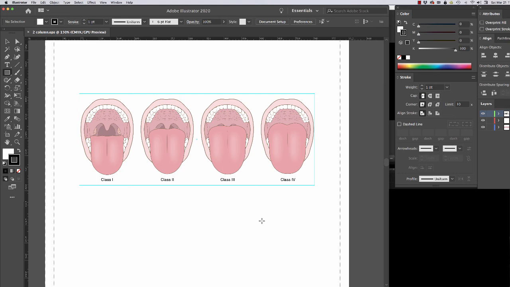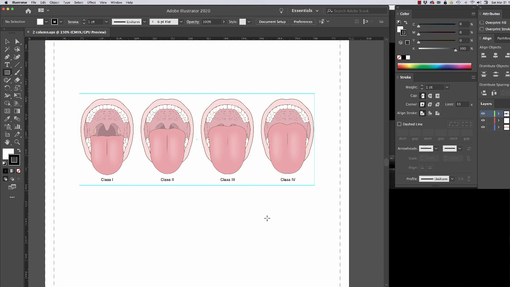This was actually for that same book about anesthesia, and it's just showing 4 different ways that anesthesiologists classify the shape of the tongue and the oral pharynx, which then influences how they approach putting in that endotracheal tube.